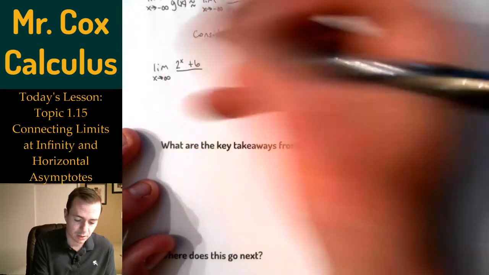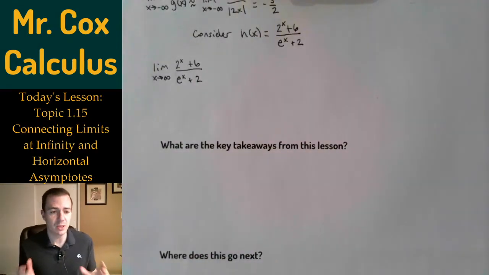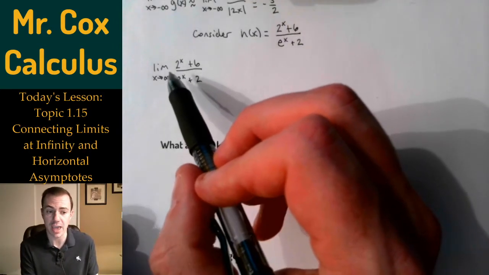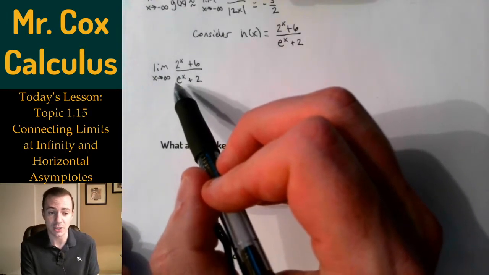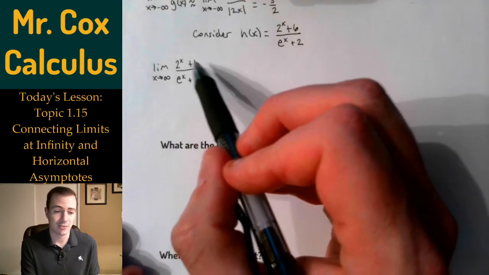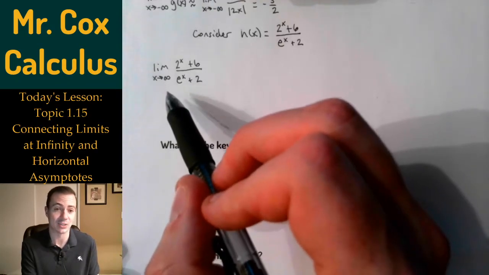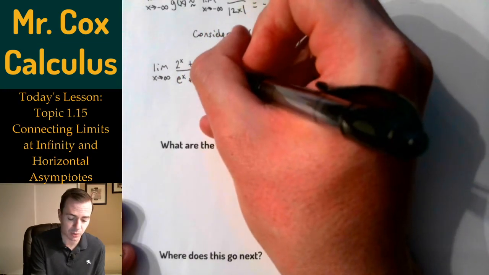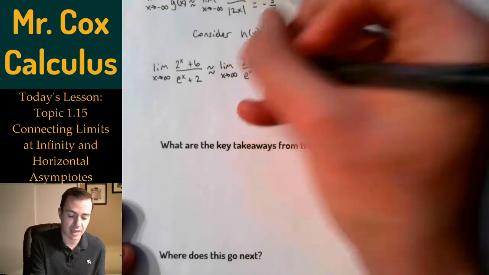again, I'm really looking at seeing what is taking over with this particular function. As x is growing infinitely large, 2 to the x grows really, really large. You know what exponential functions look like. e to the x also is growing really, really large. The fact that I'm adding 6 or that I'm adding 2 really doesn't have any impact as x is growing infinitely large. And so I can say, you know what, this is behaving at the end of its graph like the function 2 to the x over e to the x.